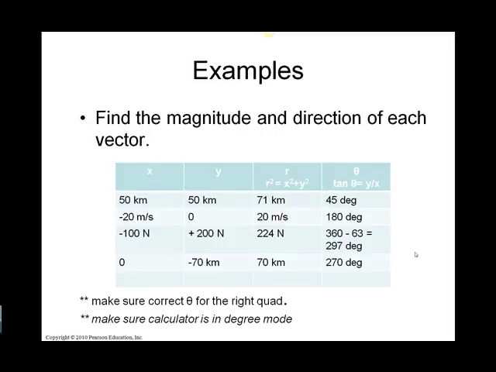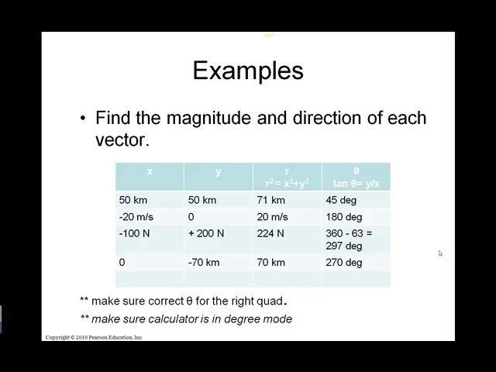We can also go backwards, right? If I know x and y, I can use Pythagorean theorem and tan to calculate r and theta. So to find r, I would just take 50 squared in the first example, plus 50 squared, take the square root of it, and I get 71 kilometers. Tan theta gives me 50 over 50, and inverse tan of 1 is 45 degrees. This is in the first quadrant, so I don't have to do any kind of adjusting.